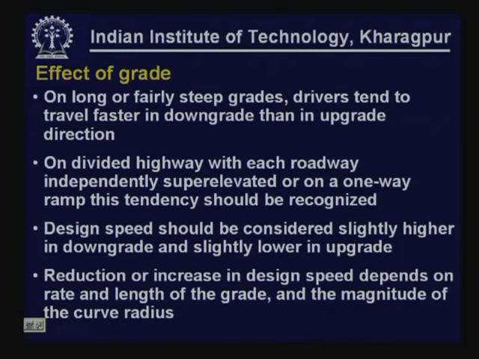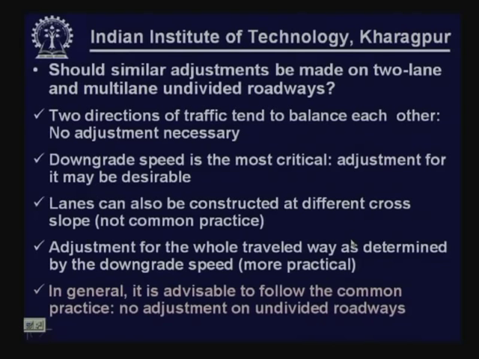Now, what is the effect of grade? Does it really affect? Practically, on long and fairly steep grades, drivers tend to drive faster in the downgrade than in the upgrade direction, and for finer design this effect can be taken into consideration, particularly on divided highways with each roadway independently super elevated or on one way ramps that may be there. Therefore, design speed may be assumed slightly higher for downgrade and slightly lower for upgrade, and accordingly this can be done. For undivided roads, normally it is not advisable to have different super elevation design, rather no adjustment is required.